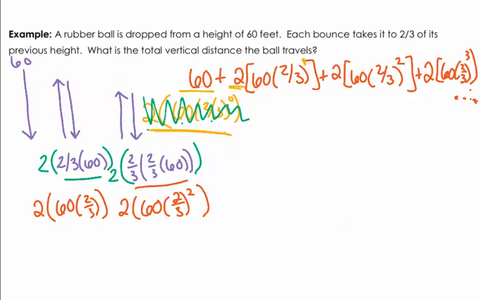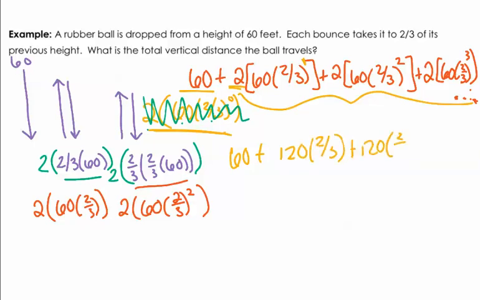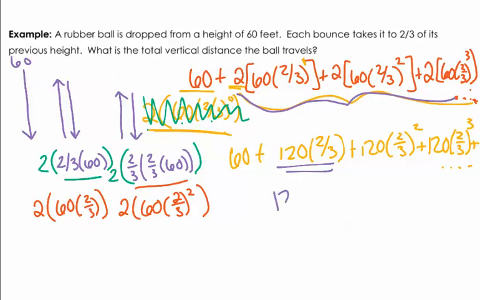So what we need to realize is that this right here, that's our sequence. We have 60 plus 120 times 2/3 plus 120 times 2/3 squared plus 120 times 2/3 cubed, and so on. So this 60 is just the extra. It's just the initial drop. So as we think about what our first term is, our first term is 120 times 2/3 right here. That's our first term in our sequence, and this is the sequence. That's where all the patterns start. So 120 times 2/3, that's my initial term in my sequence.